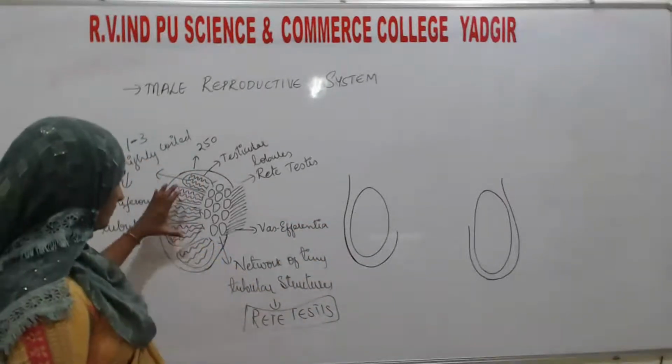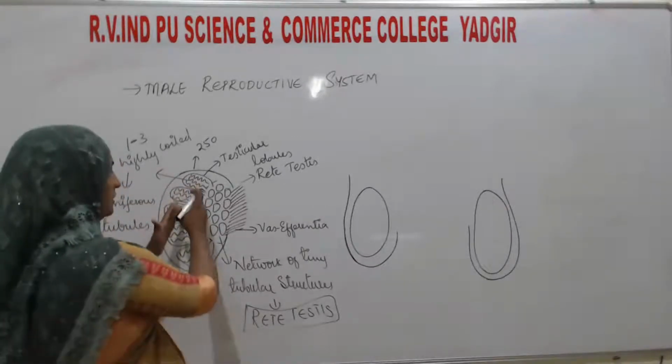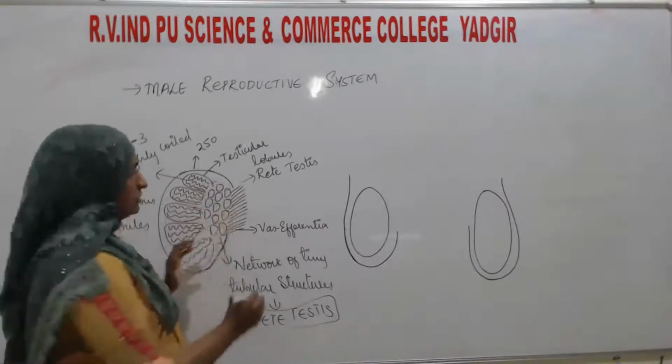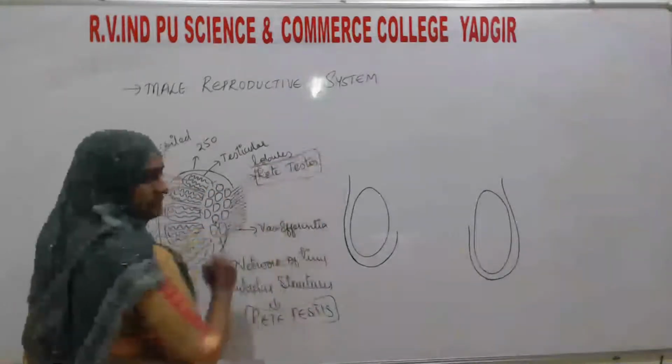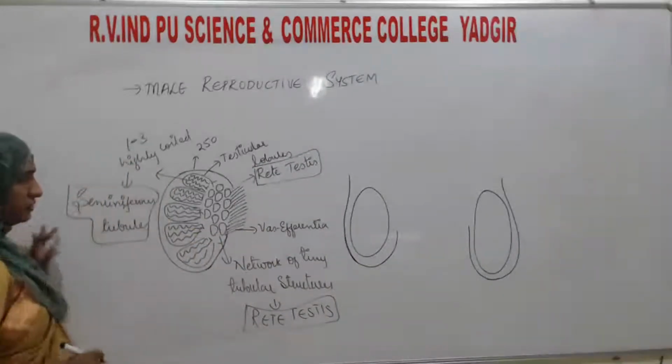Okay, here you see first sperms are going to be produced in the seminiferous tubule. It will transport them to what? To this network which is known as the rete testis. Where are the sperms going to be produced? That is in the seminiferous tubule. First.